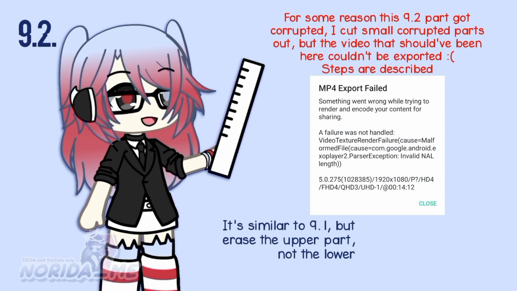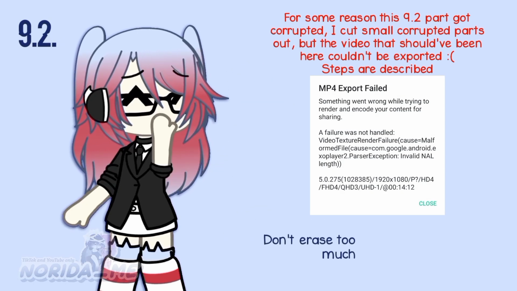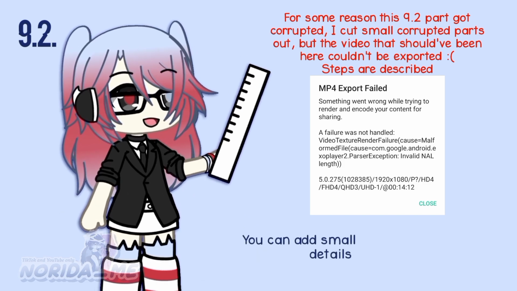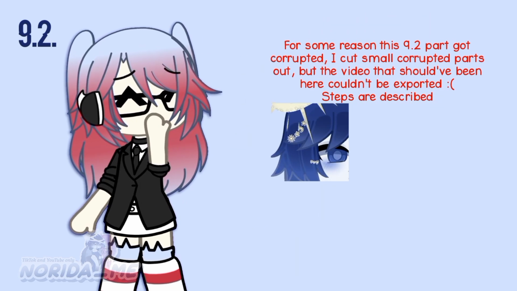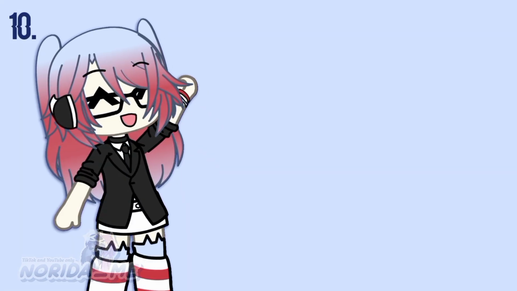The second way is similar. Instead of erasing the lower part, you erase the upper one, just don't erase too much, and don't forget to lower the opacity. You can add small details, like I did with the stars in Narita's hair, and highlights to your taste. Step 10. Shading clothes.